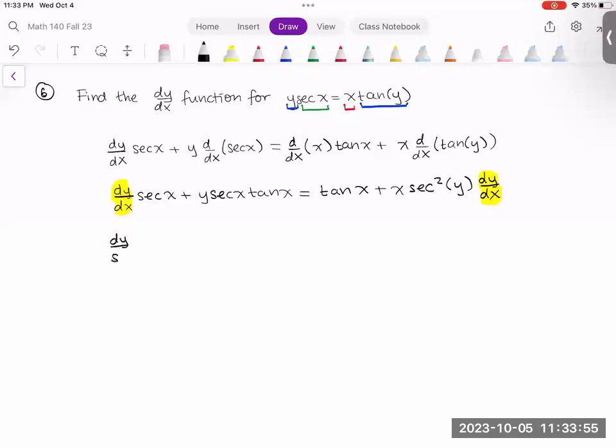We get dy/dx times secant x minus x secant squared y dy/dx. So this guy I subtracted over is going to be equal to tan x minus y secant x tan x.